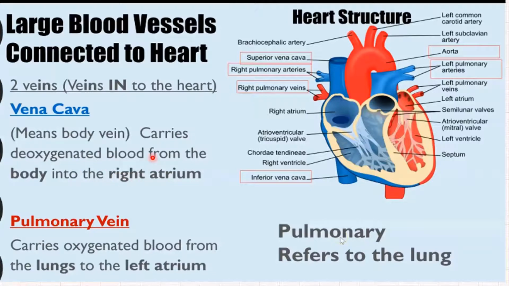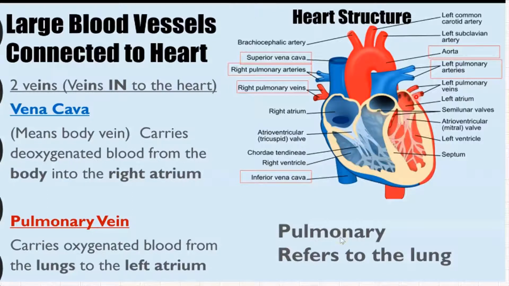Then another vein that is present here is the pulmonary vein. The pulmonary vein carries oxygenated blood from the lungs to the left atrium. Here you can look at the pulmonary veins. This one is coming from the left lung. The left pulmonary veins bring in oxygenated blood from the left lung, and the right pulmonary veins loop back from behind and join here. They bring the oxygenated blood from the right lung. So both of them open into the left atrium.